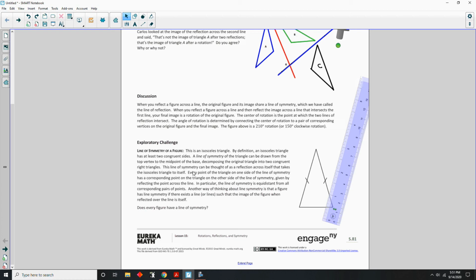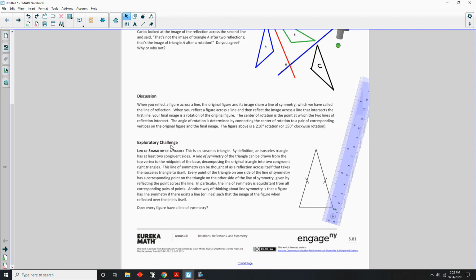So when you reflect a figure across a line, the original figure and its image share a line of symmetry, which we have called the line of reflection. When you reflect a figure across a line and then reflect the image across a line that intersects the first line, you find the image is a rotation of the original figure. The center of rotation is the point at which the two lines of reflection intersect. The angle of rotation is determined by connecting the center of rotation to a pair of corresponding vertices on the original figure and the final image. The figure above is a 210-degree rotation, and so it says, but with my copying and pasting, I might have lost a few degrees, but they say it's a 210-degree rotation.